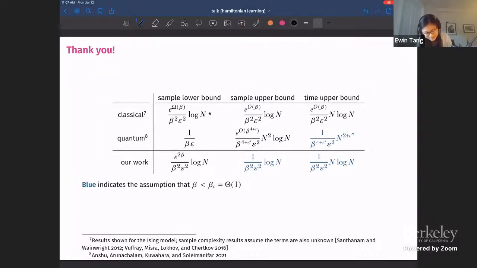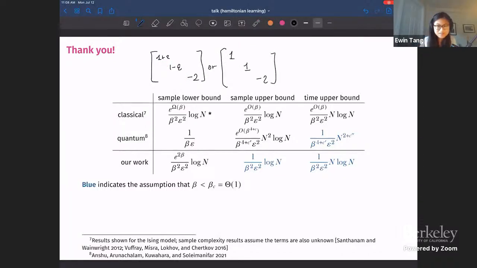What it is, basically, I believe the Hamiltonian looks something like 1 plus epsilon, 1 minus epsilon, and then minus 2 or something like this. So this would be your Hamiltonian. And then when you take beta to be large, you would need to distinguish which one is which. So there's maybe 2 options, right? You need to distinguish these 2 Hamiltonians.